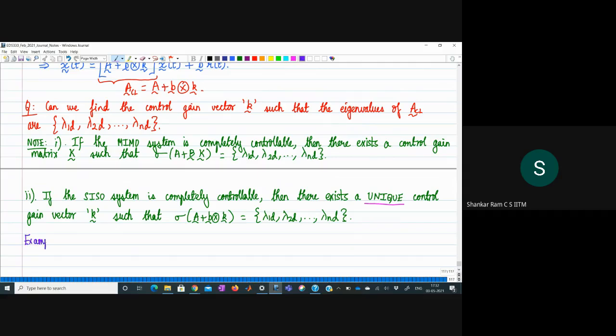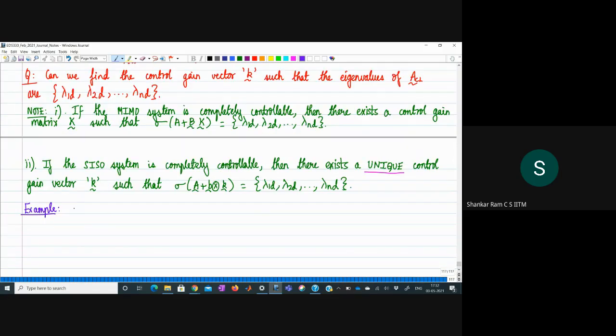I'm just going to introduce you to this example problem, and then we will solve it completely in the next class. So let us consider this second order system whose governing equations are given by this. X dot equals [2 3; 0 1] x of t plus [0; 1] u of t, and y of t equals the vector [1 0] dotted with x of t.